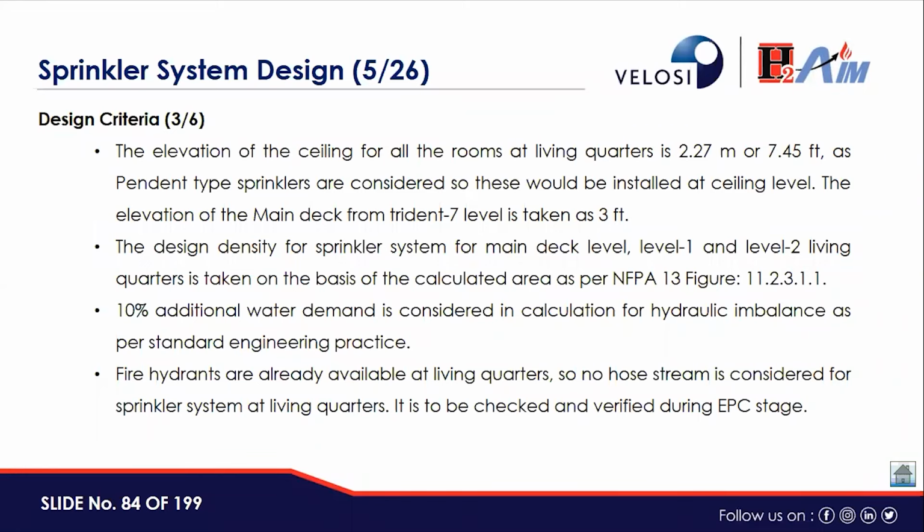The design density for the sprinkler system for main deck level, level 1 and level 2 living quarters is taken on the basis of calculated area as per NFPA 13 figure 11.2.3.1.1. Then 10% additional water demand is considered in calculation for hydraulic imbalance as per standard engineering practice. Then fire hydrants are already available at these living quarters, so no hose stream is considered for the sprinkler system in living quarters. It is to be checked and verified. We checked and verified this during the EPC stage.